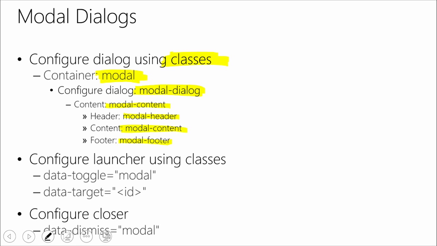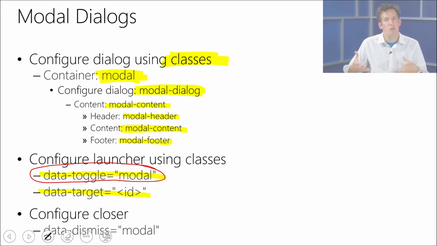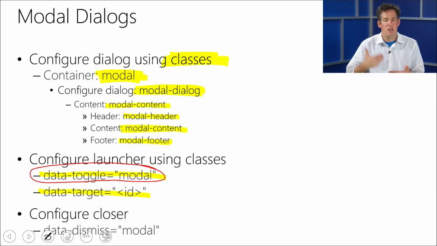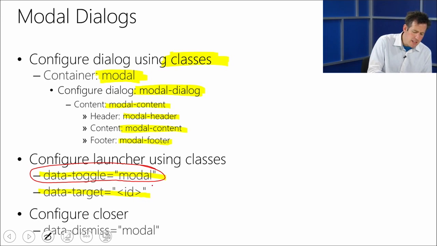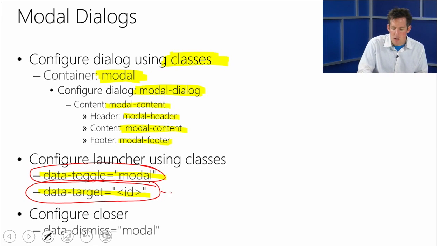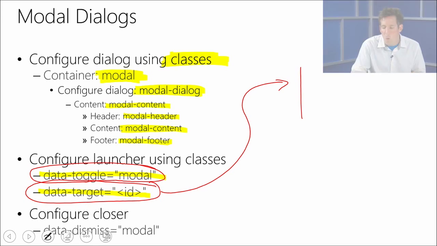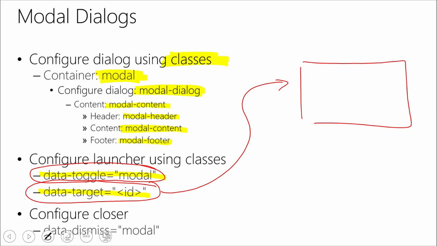Then, when it comes time to click on something to launch it, all that we need to do is add in two little attributes, the toggle and the actual ID. Now, the data toggle here of modal, it must be modal. That tells Bootstrap, hey, when you click on this, this is going to launch a modal dialog box. The data target, however, is going to specify which modal dialog it is that you've defined.